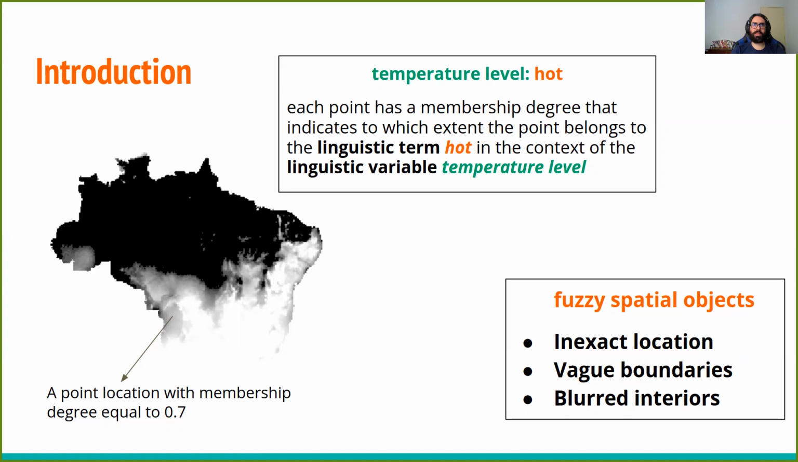For example, we can distinguish situations where a temperature value is characterized by linguistic values such as cold, warm, or hot. Hence, in this example, our variable is the temperature level that can assume different representations. In the image, we are showing the hot temperatures locations in Brazil.